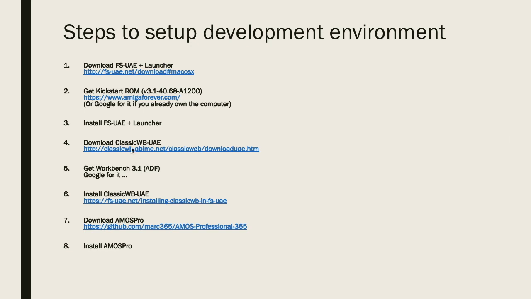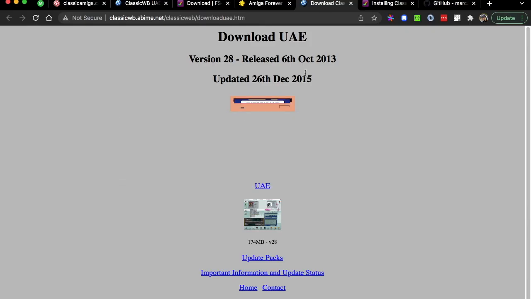Okay, next step is to download Classic Workbench, and that's a hardware image with a Workbench installed on it. But we still need to have the Workbench files, the original files, and they will be combined to have a nice looking Workbench for us. So let's download that. And there is actually a specific version for Classic Workbench UAE that we will use. There are several others, but we will use the UAE version.